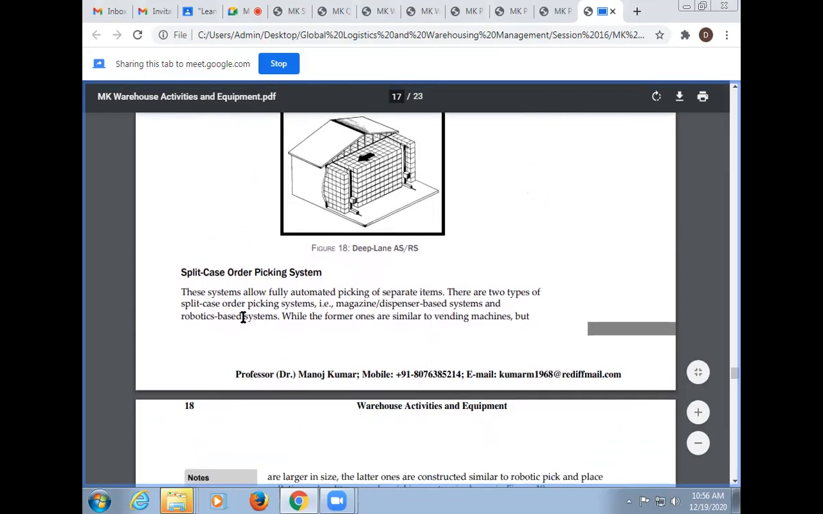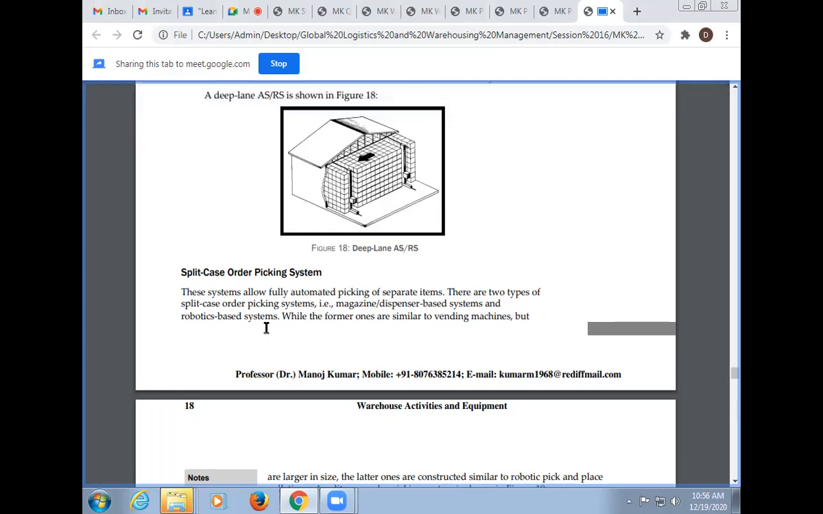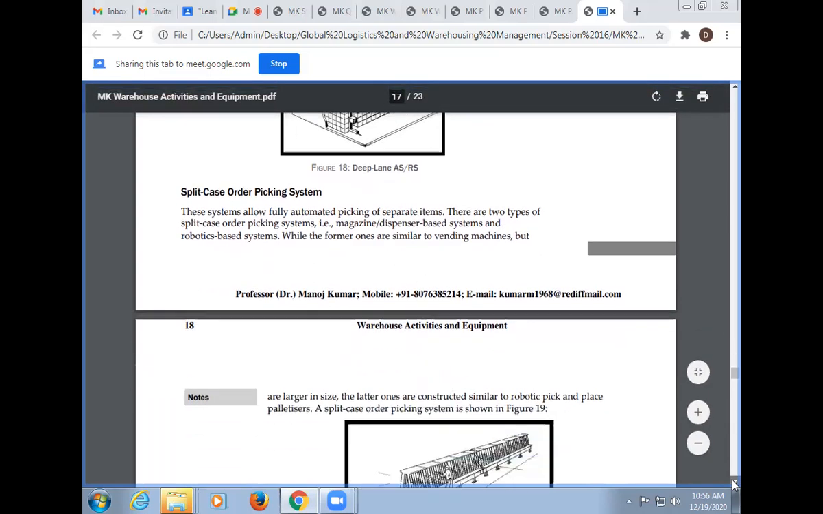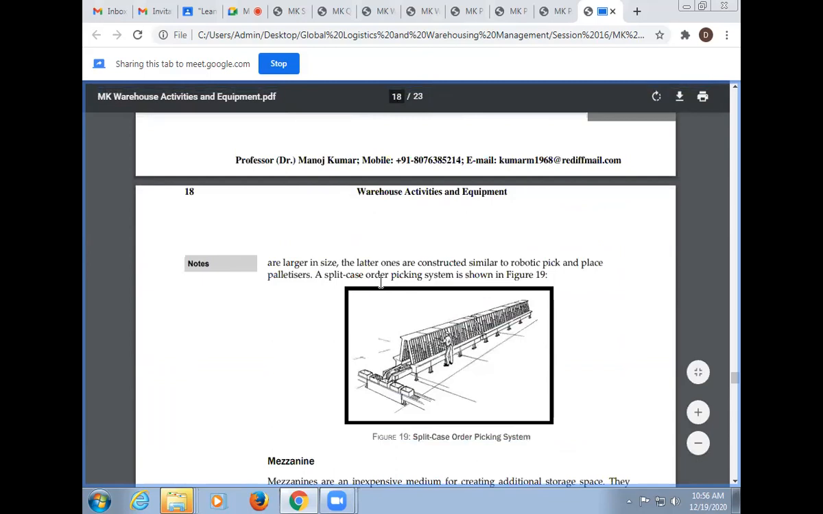Split case order picking system. This system allows fully automated picking of separate items. There are two types of split case order picking systems: magazine dispenser based systems and robotic based systems. The former are similar to vending machines but larger in size. The latter are constructed similar to a robotic pick and place palletizer. A split case order picking system is shown here.